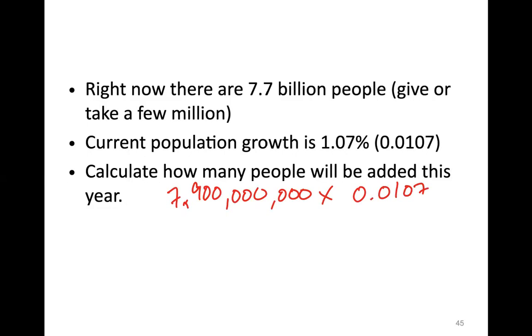So 7, 9, and then how many zeros? 8 zeros. 1, 2, 3, 4, 5, 6, 7, 8. Oh, okay. My phone doesn't even let me use numbers that big, so I use my calculator. 7, 9, and then 8 zeros, times 0.0107. Okay, so next year, if our growth stays the same, we're going to add 84.5 million people to the human population in the year 2022.